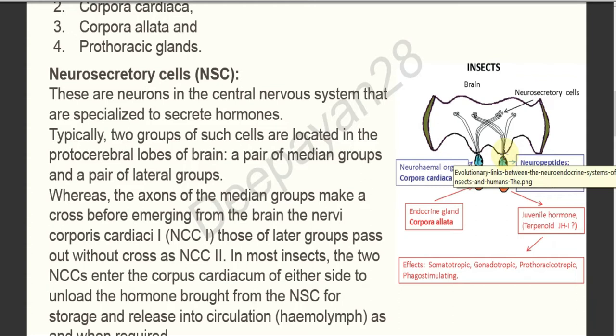Understood. The neurosecretory cell is secreting a hormone known as brain hormone or activation hormone. They go to the corpora cardiaca first. Understood after this? Now, what will happen here? The hormone may enter into the blood sometimes. Otherwise, here it will be stored.